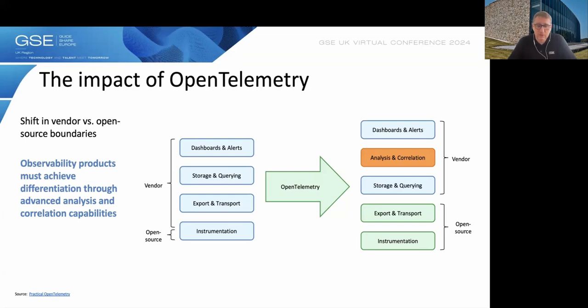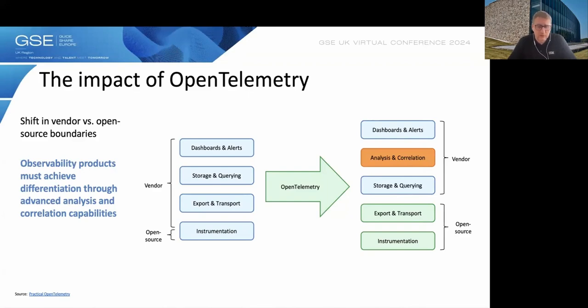OpenTelemetry is really creating an open standard for the instrumentation of different sources, so that these different types of signals can be supported with telemetry data. But also it takes care, as we have seen with the OpenTelemetry collector, of the export and the transport.